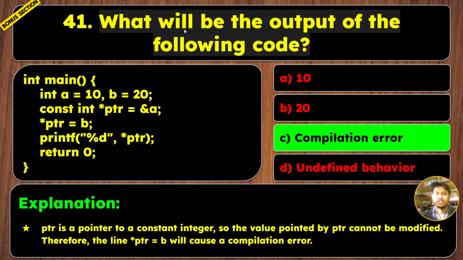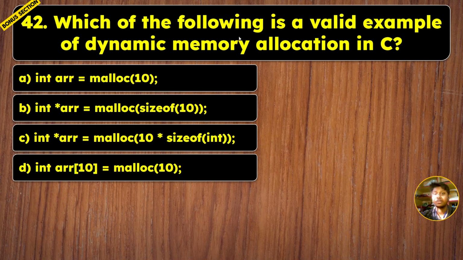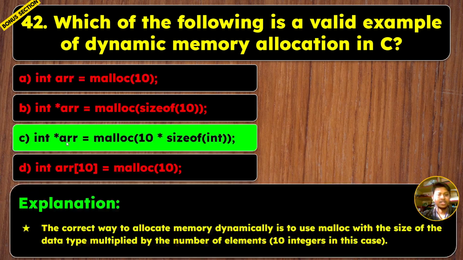So now let's jump to our next question, which says which of the following is a valid example of dynamic memory allocation in C? Our first option is int arr = malloc(10). Option B says int *arr = malloc(sizeof(10)). Option C says int *arr = malloc(10 * sizeof(int)). Option D says int arr[10] = malloc(10). So here the correct answer will be option C.